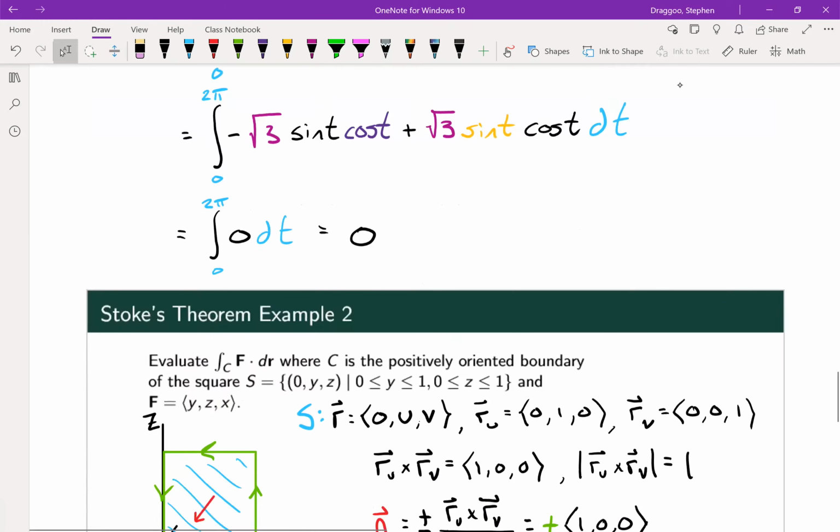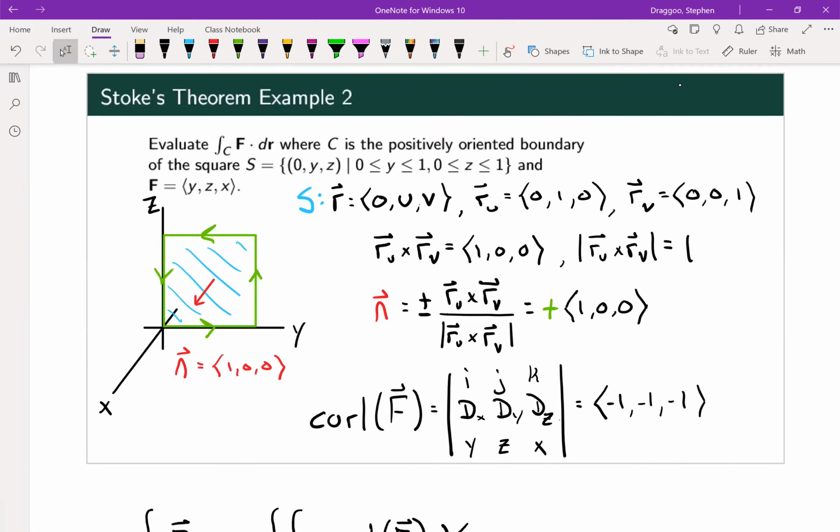And then let's take a look at another example. This time we'll do the reverse. We're going to evaluate the line integral of f dot dr, where c is the positive oriented boundary of the square given by 0, y, z, where y is between 0 and 1 and z is between 0 and 1. And we're going to take the field y, z, x.